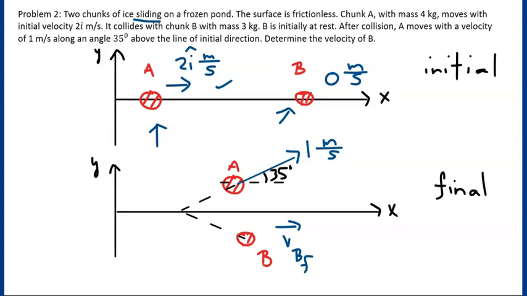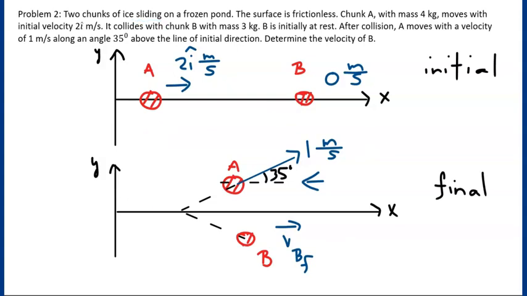Now after collision, A moves with a velocity of 1 meter per second, right there, along an angle of 35 degrees above the line of initial direction. So the line of initial direction is to the right along the x-axis. What is the velocity of B after the collision?